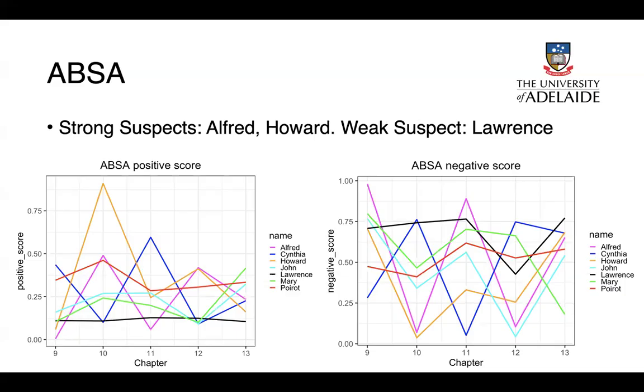These two plots are positive score and negative scores generated by ABSA. In positive score, we can say that for Alfred and Howard, the positive scores have an obvious decline, and they are our strong suspects. And the negative score of Lawrence increases. He is our weak suspect.